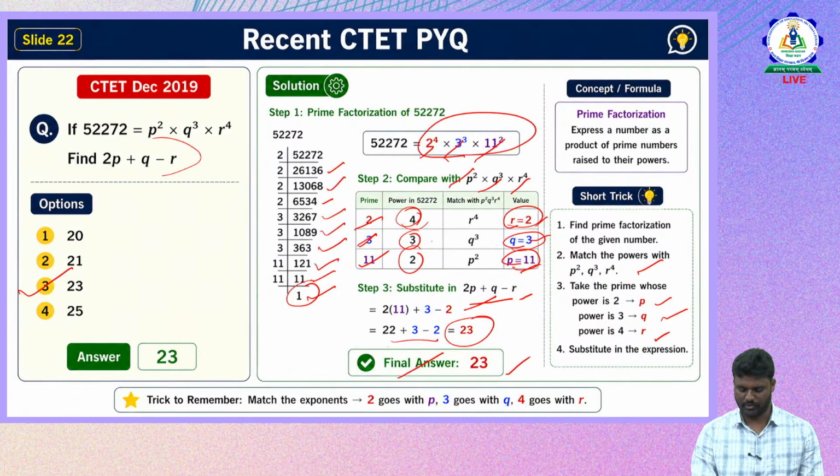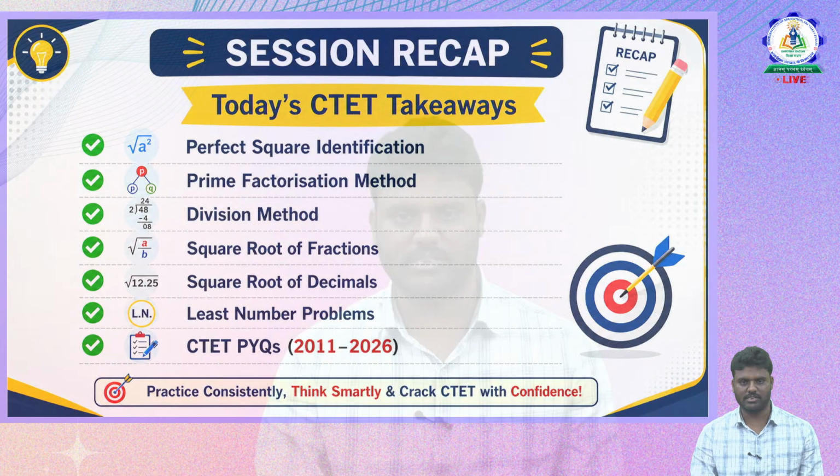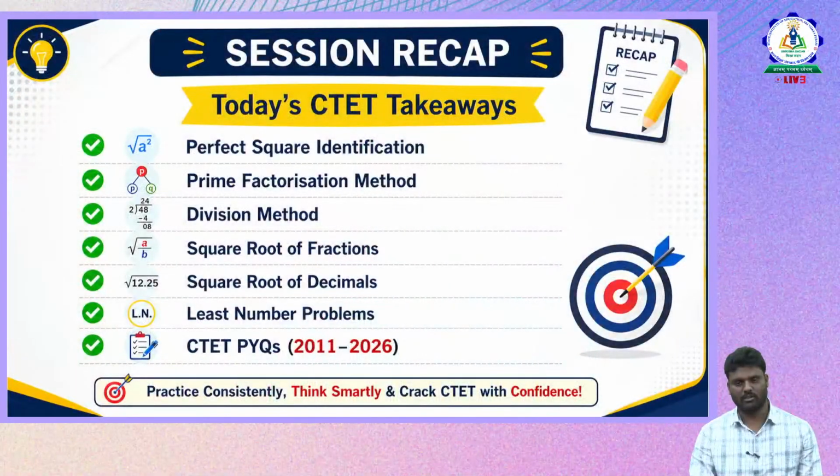Okay, so now we are almost at the end of the session. In this session we have discussed perfect square identification and the prime factorization method, how we can identify the perfect square and square root through the prime factorization method, and we have also checked through the division method. We also checked the square root of fractions, when the given numbers are in the form of fractions, and the square root of decimals.